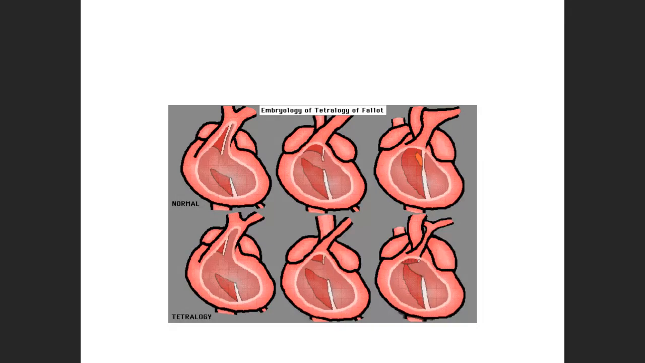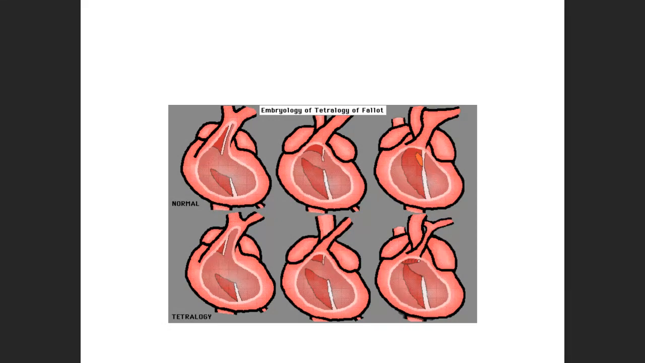In the top three figures, which is a normal situation, you see the conus septum coming down from above and the trabecular septum arising inferiorly. And in normal embryology, the conus septum from above grows and meets the trabecular septum, and they fuse and form a complete wall between the right ventricle anteriorly and the left ventricle.